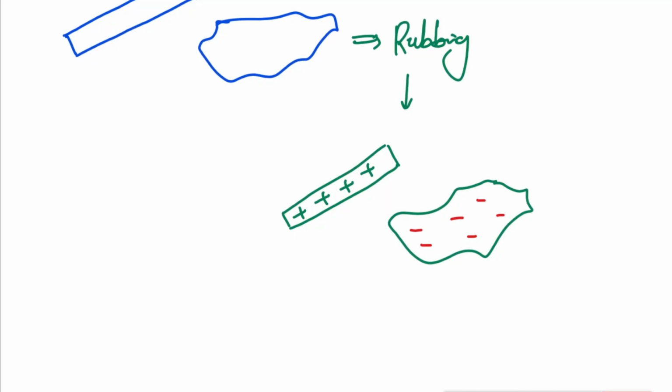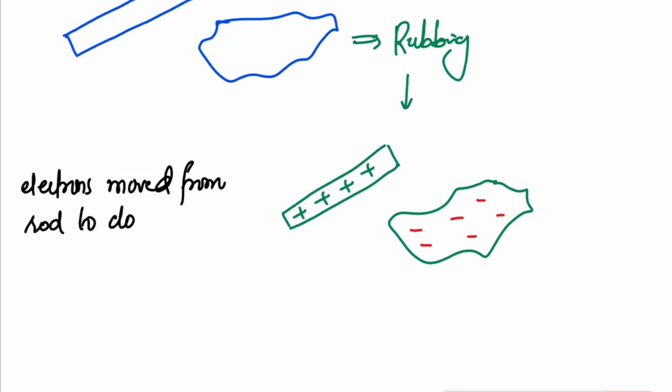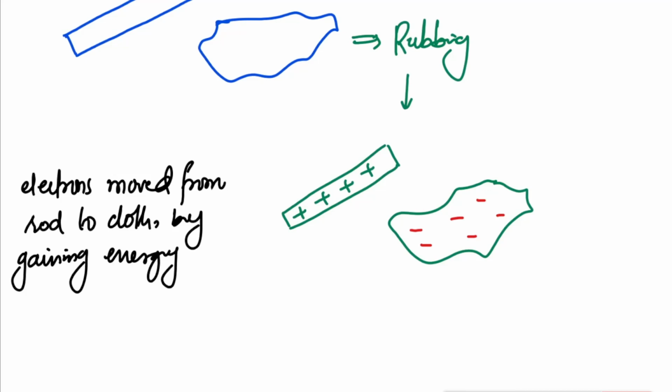So for this case particularly, how you're going to write this down is that electrons moved from the rod to the piece of cloth by gaining thermal energy due to friction.